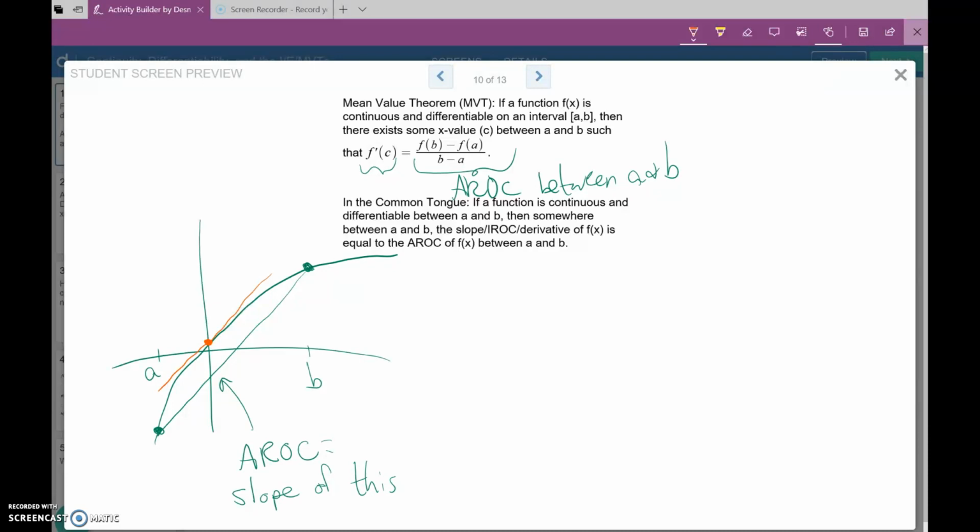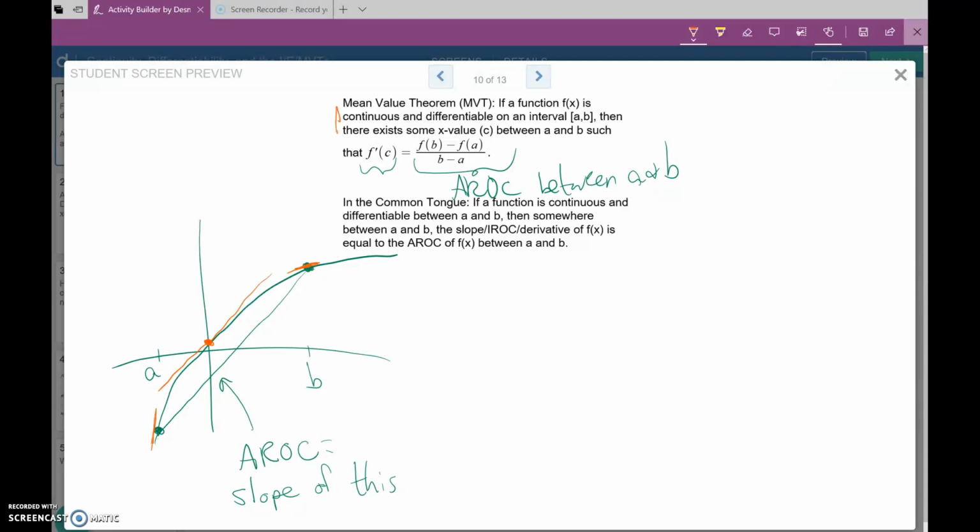Which makes sense, you know, if a function starts really steep and it ends up really flat, and it's continuous and differentiable everywhere in between, then there must be at least one point in between here where the slope of the function passes through the average of the beginning and ending slopes. So that's what it says.